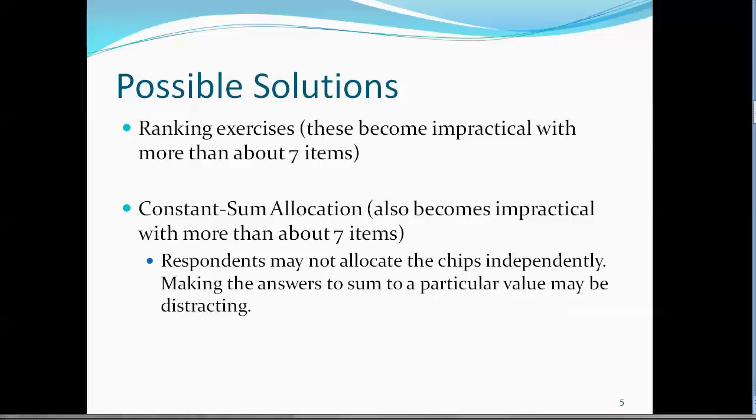Other possibilities include the constant sum allocation, where a respondent would allocate, say, 100 points across all the items. But this can become difficult also when you have more than about 7 items. Respondents may not allocate all the chips independently, and making the answer sum to a particular value can be distracting for some respondents.